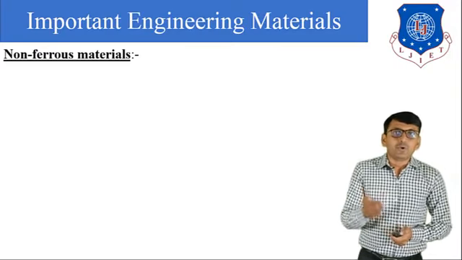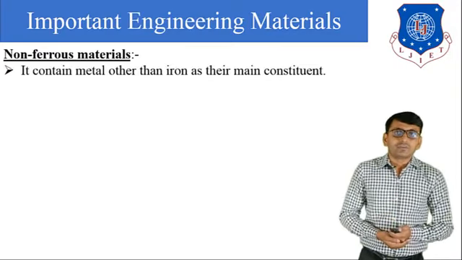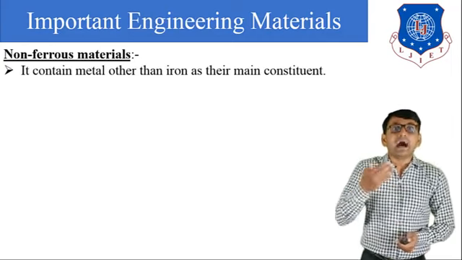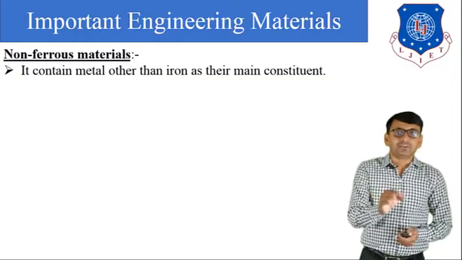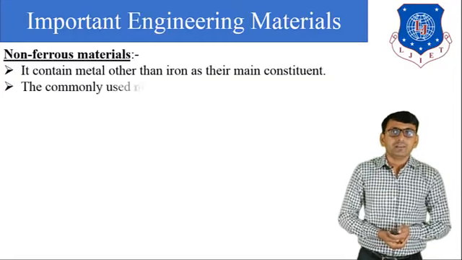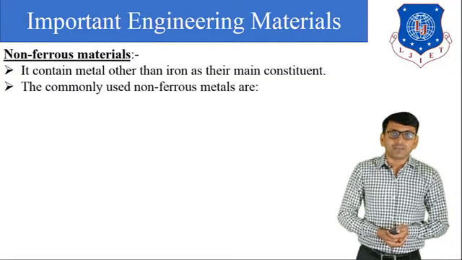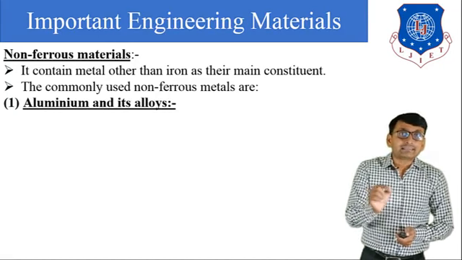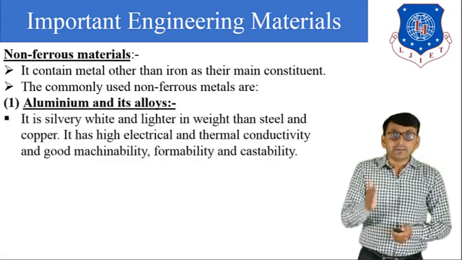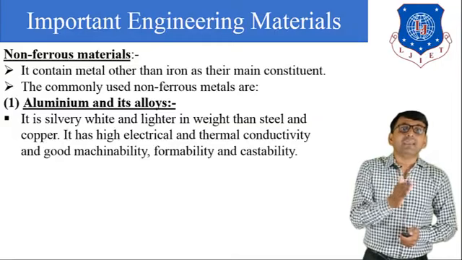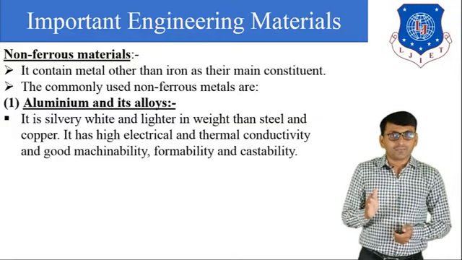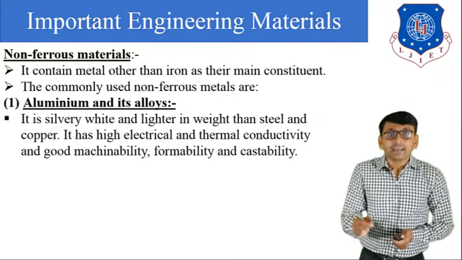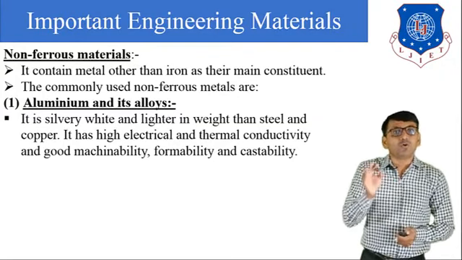Then we discuss non-ferrous material. Non-ferrous material contains metal other than iron as its main constituent. The commonly used non-ferrous metals are, first, aluminium and its alloys. It is silver white in color and lighter in weight than steel and copper.